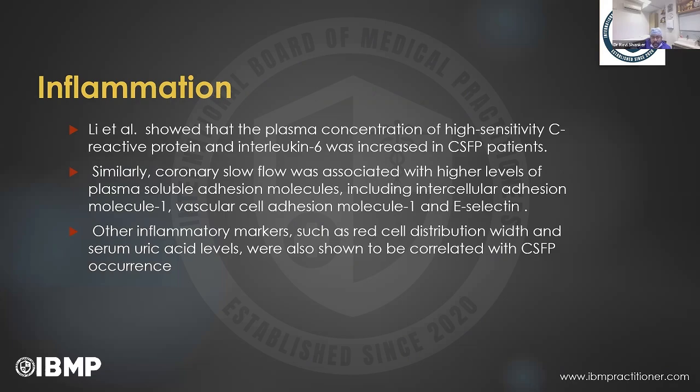Inflammation again. Another group, Lee et al., showed that the plasma concentration of high sensitivity CRP and interleukin 6, these are inflammatory markers, were increased in the slow flow patients. Similarly, coronary slow flow was associated with higher levels of plasma soluble adhesion molecules, including intercellular adhesion molecule 1, VCAM, vascular cell adhesion molecule 1, and E-selectin. Other inflammatory markers such as red cell distribution width and serum uric acid levels were also shown to be correlated with the slow flow phenomenon. If you are well versed with the inflammation process in the pathology, you'll know about all these things.